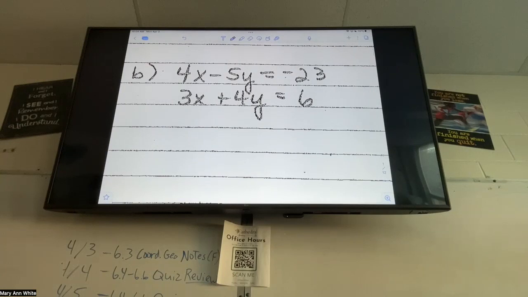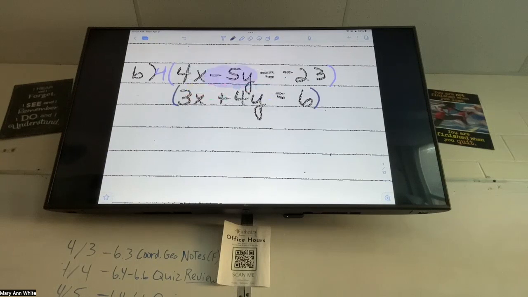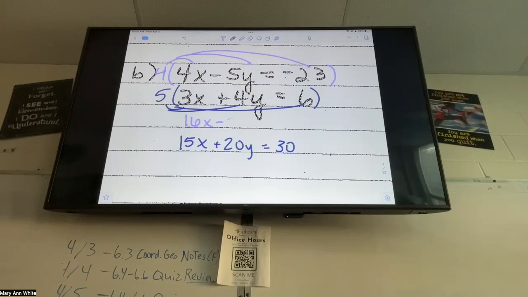This one, you've got a bunch of different options. I'm probably going to do the y's again because I already have a negative and I already have a positive. So I'm going to multiply the first one by 4. And I'm going to multiply the second equation by 5. Now you could get rid of the x's, just make sure that one's positive and one's negative. I don't really care which one. So that becomes 15x plus 20y equals 30. And then the top equation becomes 16x minus 20y equals negative 92.